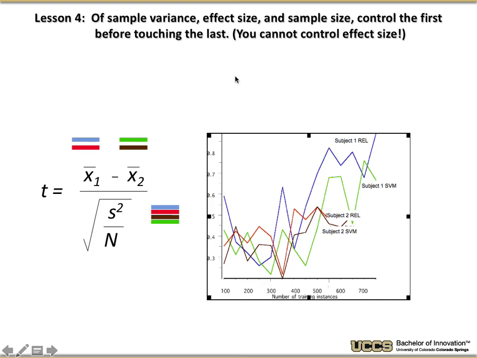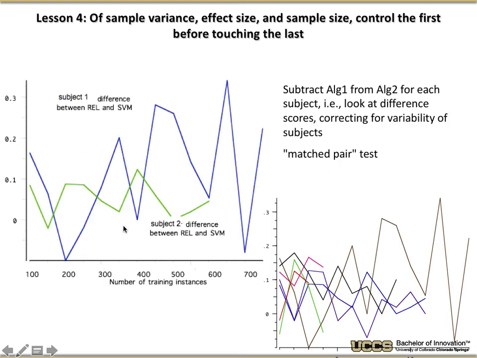Well, one of the lessons was that of sample variance, effect size, and sample size: control the first before touching the last. You really can't control effect size. It's a function of your model. So once you have your model, it's sort of fixed. So we know that we can look at the means, but the variance has got the square component going on. So one way of doing this, a classic way of adjusting these, is to look at pairwise differences in what we might call a matched pair test. So if I've got two algorithms, instead of doing each algorithm separately, we do a comparison between the algorithms for every set of inputs, which is getting back to what I said.